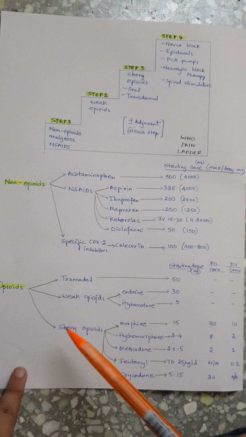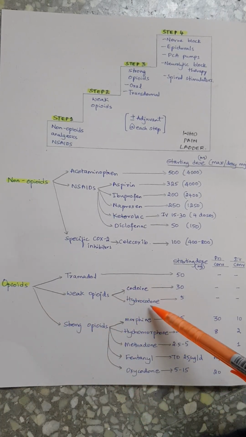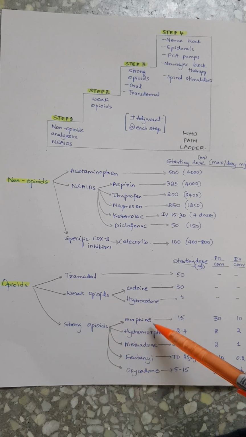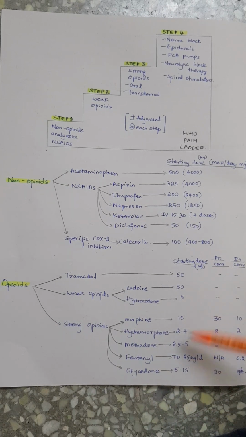Similarly, for specific COX-2 inhibitors like celecoxib, the starting dose is 100. Coming to opioids: tramadol, weak opioids like codeine and hydrocodone, and strong opioids like morphine, hydromorphone, methadone, fentanyl, and oxycodone. These are the starting doses, and these are the conversion factors. This is the per oral conversion, this is the IV conversion. These are the numbers that we have to use to convert from one opioid to another.